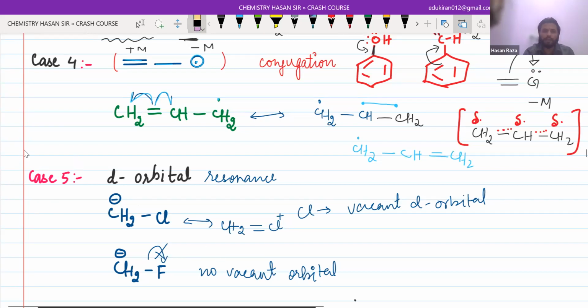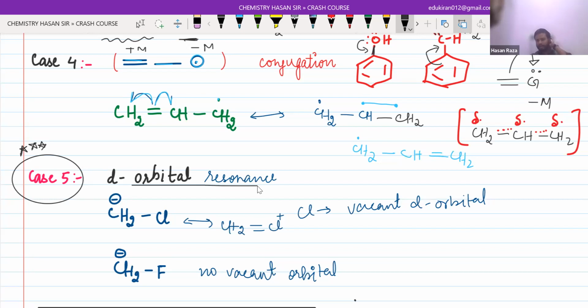Now see the next case, which is quite important, and that is d orbital resonance. Whenever a carbanion, that means an electron-rich species, is connected with chlorine, which has vacant 3d orbitals, there will be a resonance, and this resonance is known as d orbital resonance. Fluorine cannot do d orbital resonance because it does not have any vacant d orbital. So this is a special kind of resonance known as d orbital resonance. Is that clear, everyone?